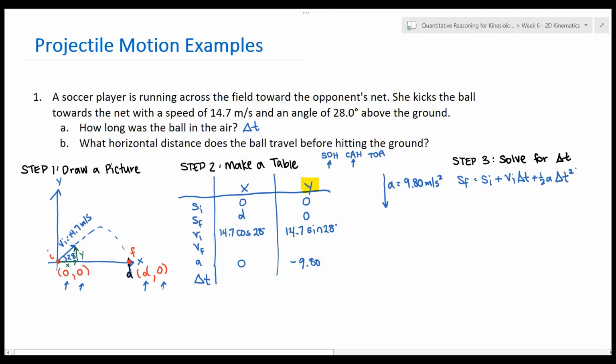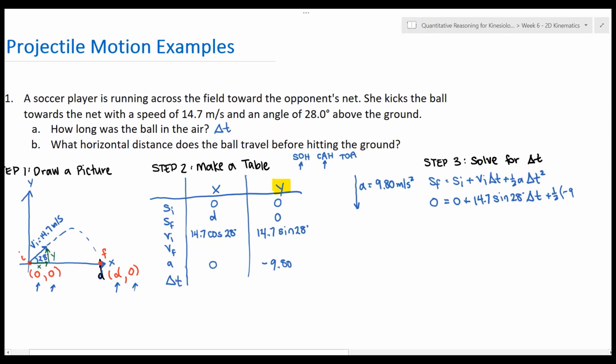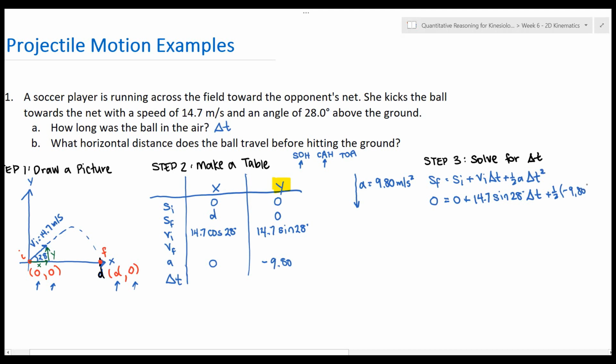And now we can sub in everything that we know. So S final, remember we're looking at the y column only. S final is 0 equals S initial is 0 plus v initial is 14.7 sine 28 degrees delta t plus 1/2. A is negative 9.80 delta t squared. All right, so now we're just solving for delta t. I'm going to simplify all of this and put it in the correct order. So you can see delta t is written out twice. Once delta t, the other one delta t squared, which means we can use the quadratic formula.